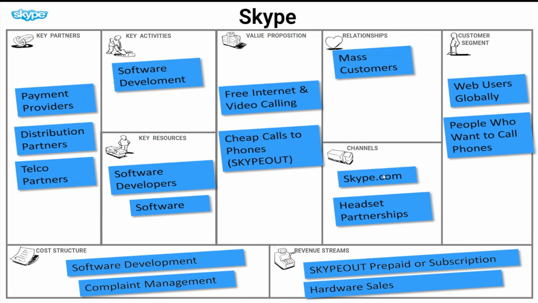Number 3, what kind of relationship are we establishing between us and the customer? The relationship is a mass customer relationship, because we're targeting web users globally. Therefore, that kind of relationship is a mass customer relationship. It will be through emails, through chatbots, and through, for example, a switchboard, and so on.